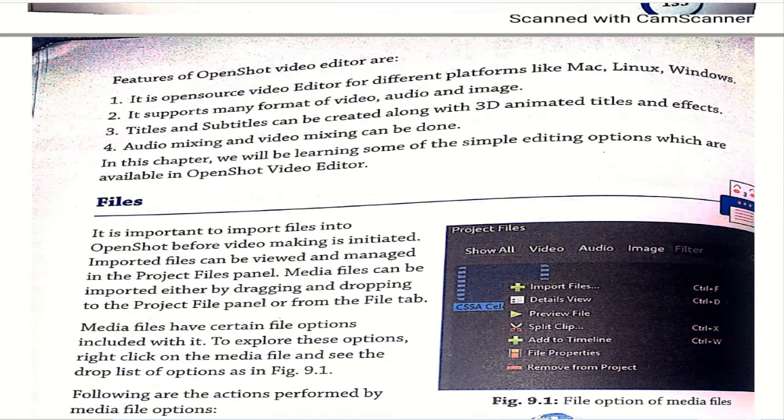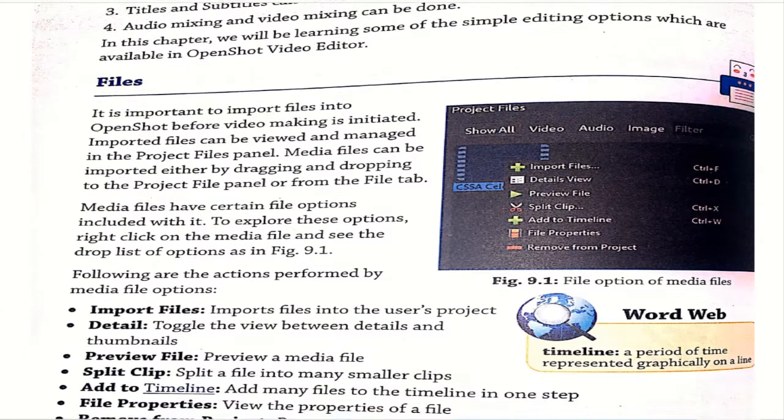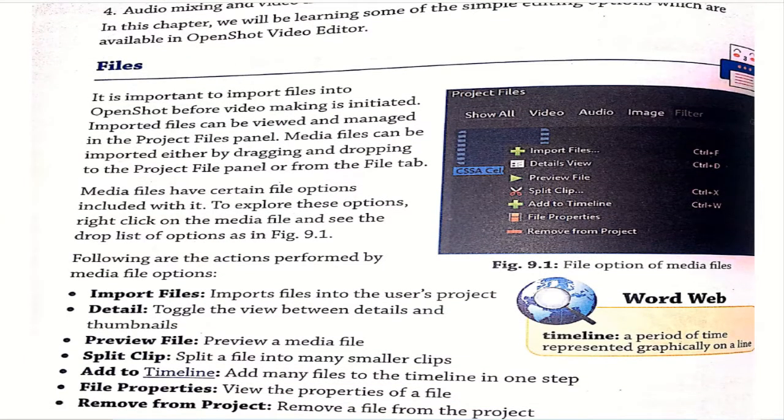Now next, files. It is very important to import files into OpenShot before video making is initiated. Imported files can be viewed and managed in the project files panel. Media files can be imported either by dragging and dropping into the project files panel or from the file tab. Before doing anything, you need to import your file in OpenShot so that you can edit your things in the OpenShot video editor.